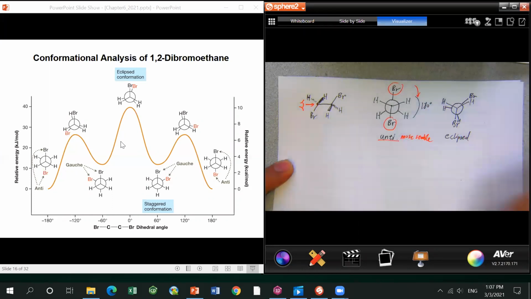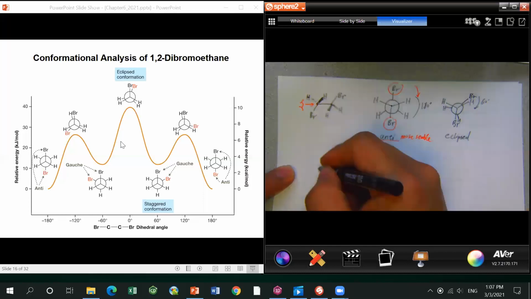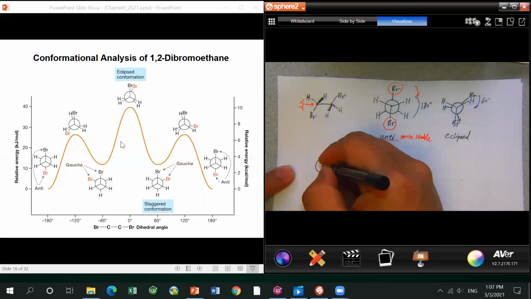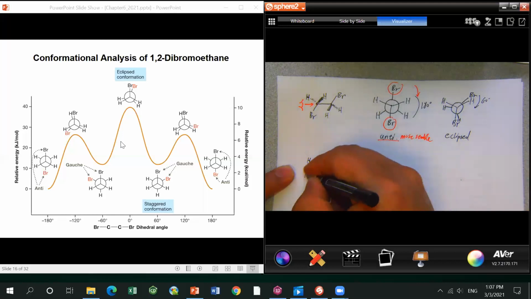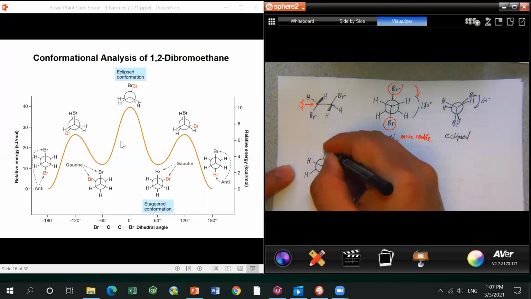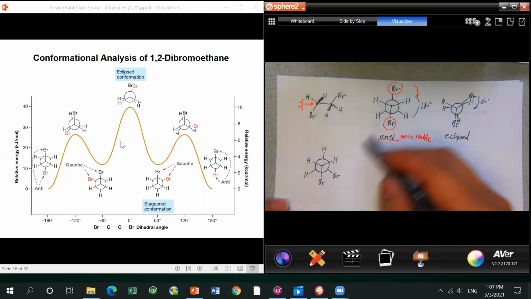Next, we continue and rotate it for 60 degrees, and then we generate another staggered conformation. The front carbon stays the same. For the back carbon, now the bromide is here, and hydrogens here and here. This one looks similar to the anti.